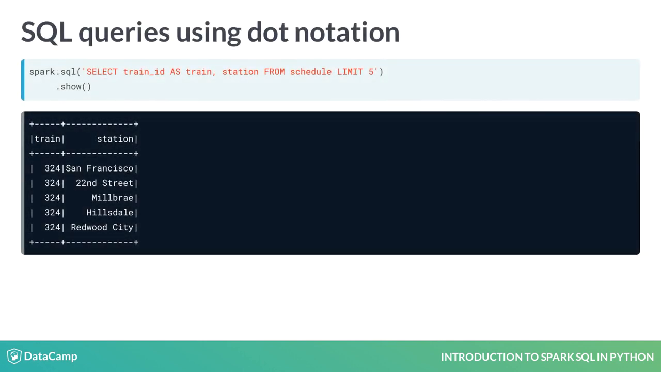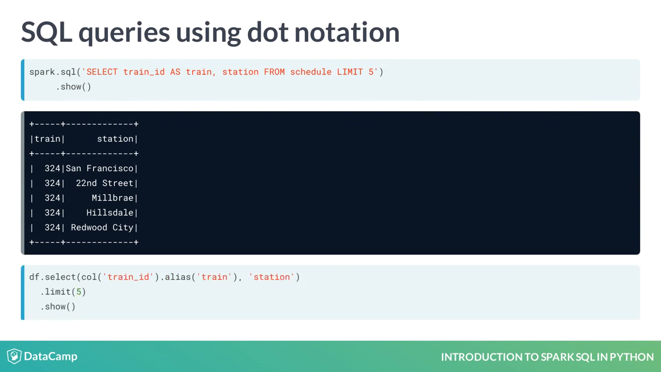Most Spark SQL queries can be done either in dot notation or as SQL notation. Here's an example. Note that the limit operation is done at query time instead of at show time. We can get the same result using dot notation like so. Note how we use the column operator to select the train ID column and rename it in place.